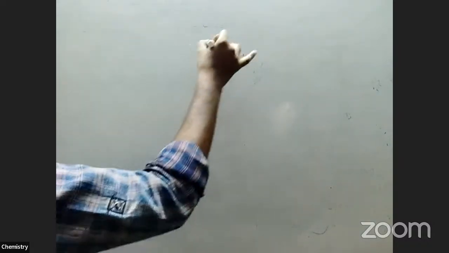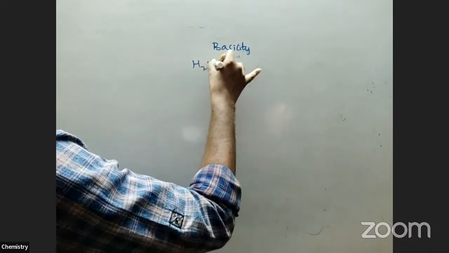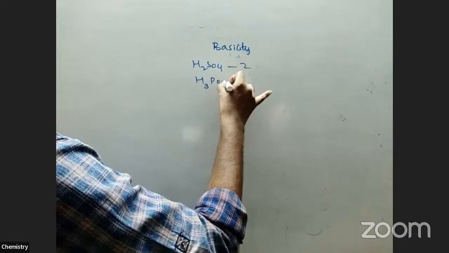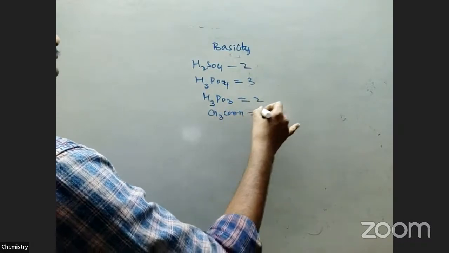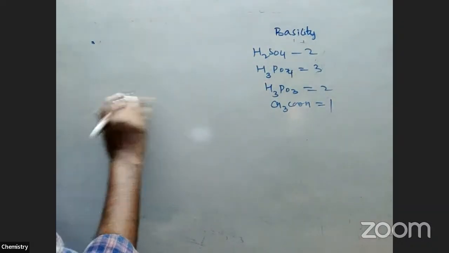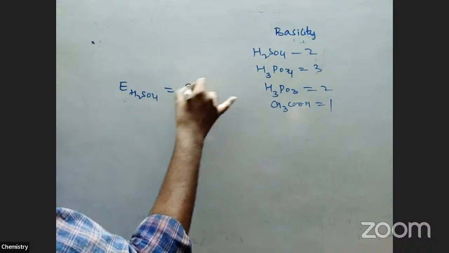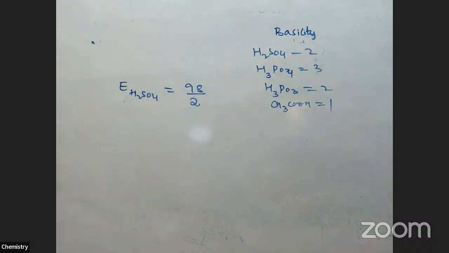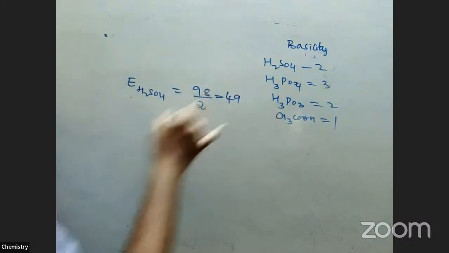Now we discuss the basicity of some acids. Sulfuric acid 2, phosphoric acid 3, phosphorous acid 2, acetic acid 1. Okay, these are important acids' basicity. Now for normality, the equivalent weight of, for example, H2SO4: 98 is the molecular weight and basicity is 2. So 98 divided by 2 gives the equivalent weight of H2SO4, which is 49.